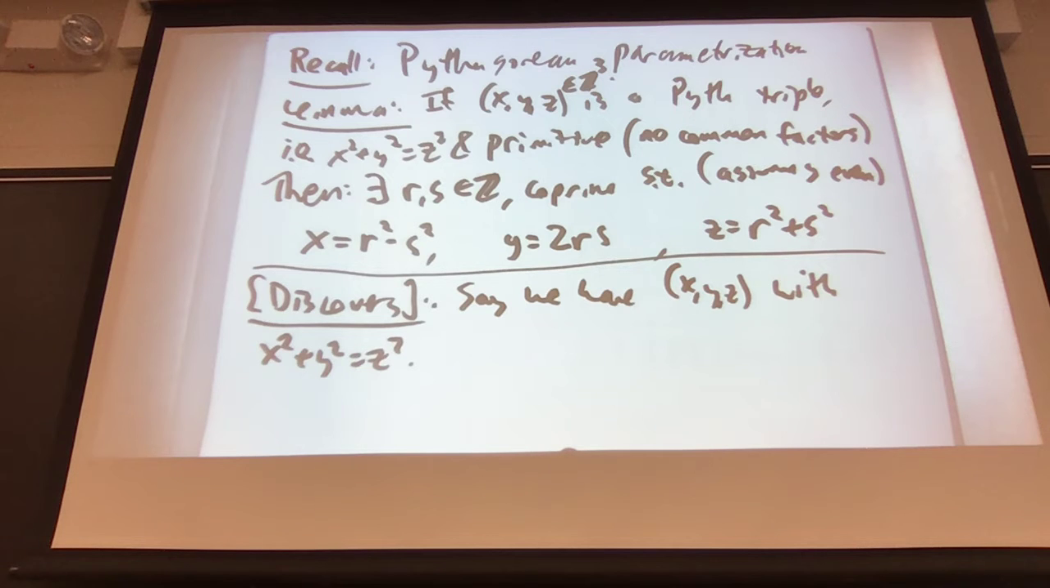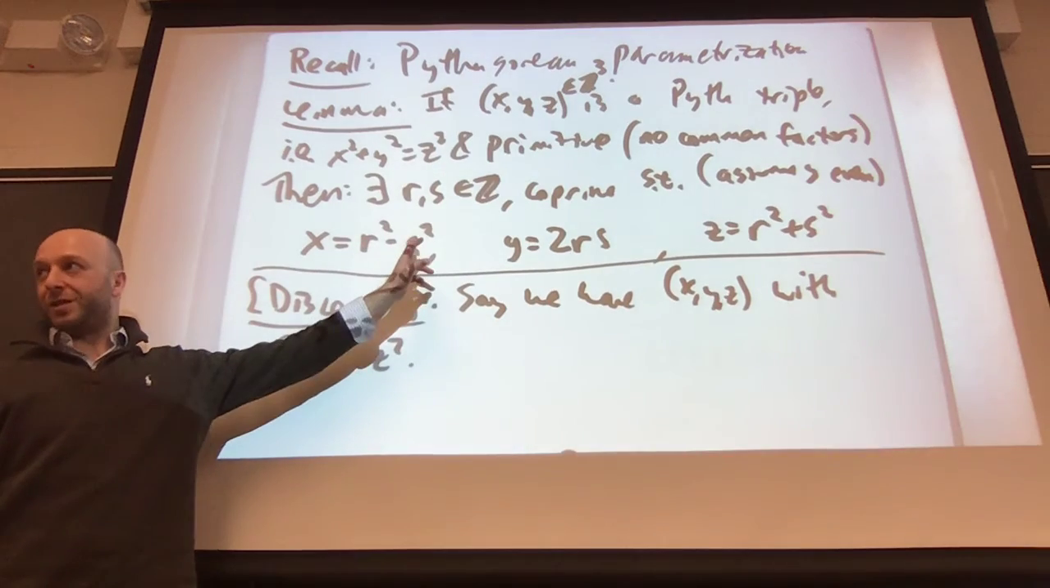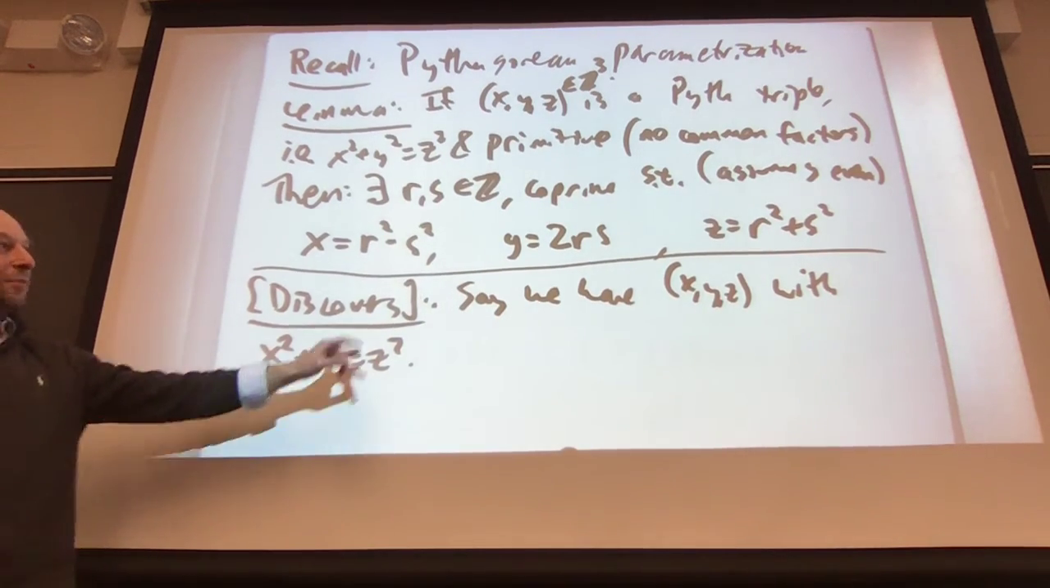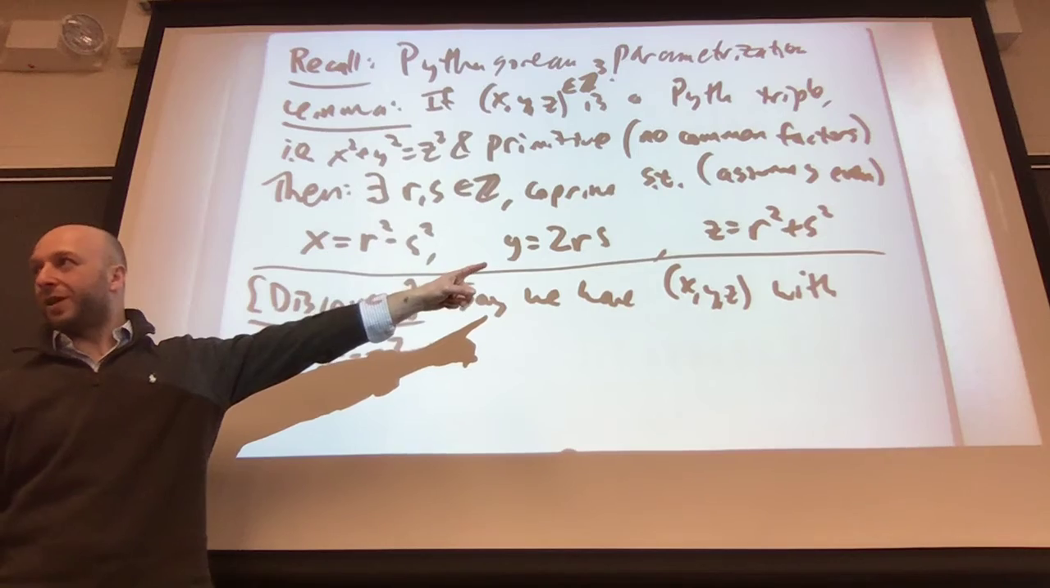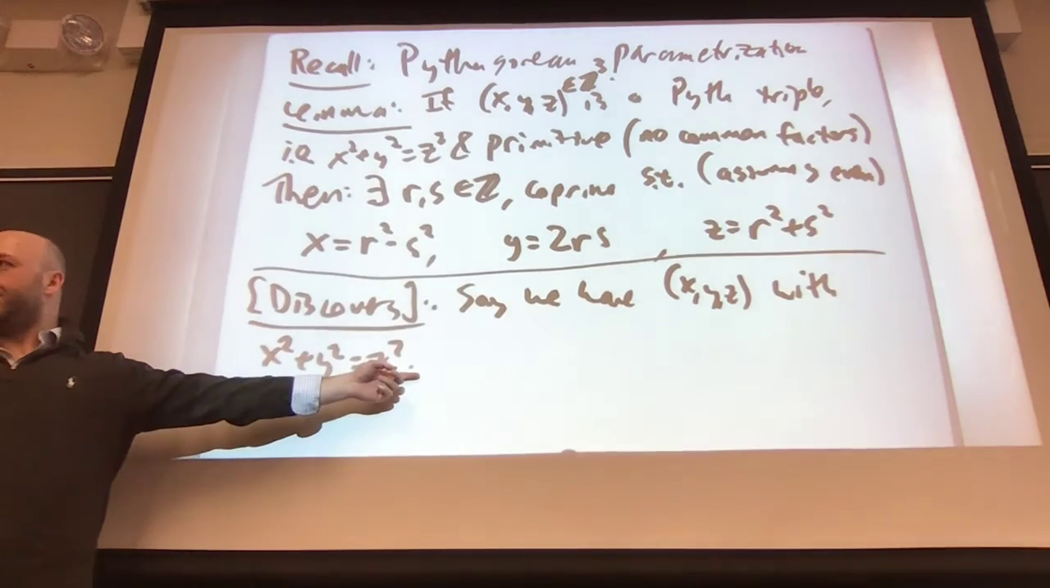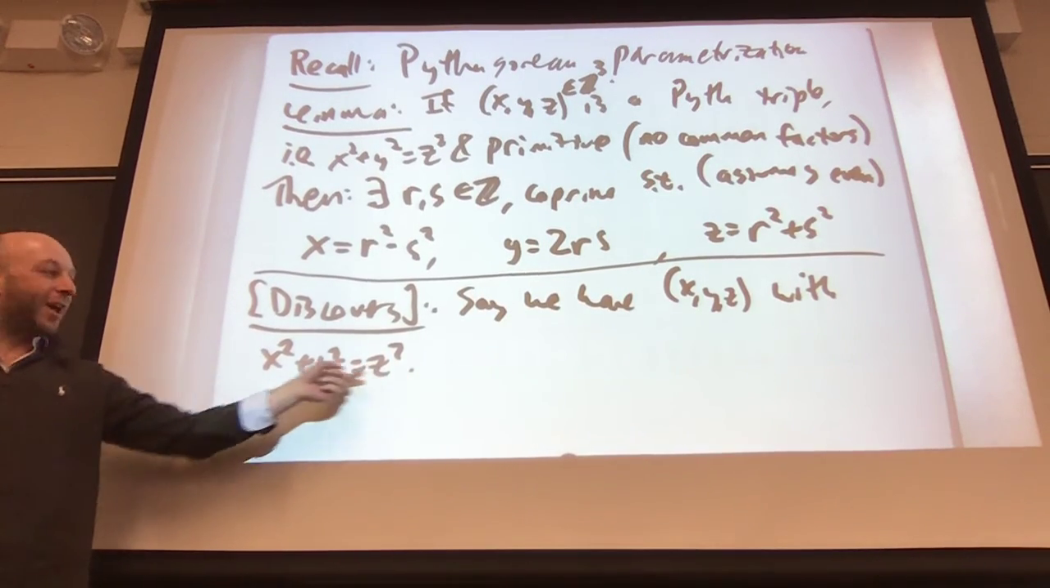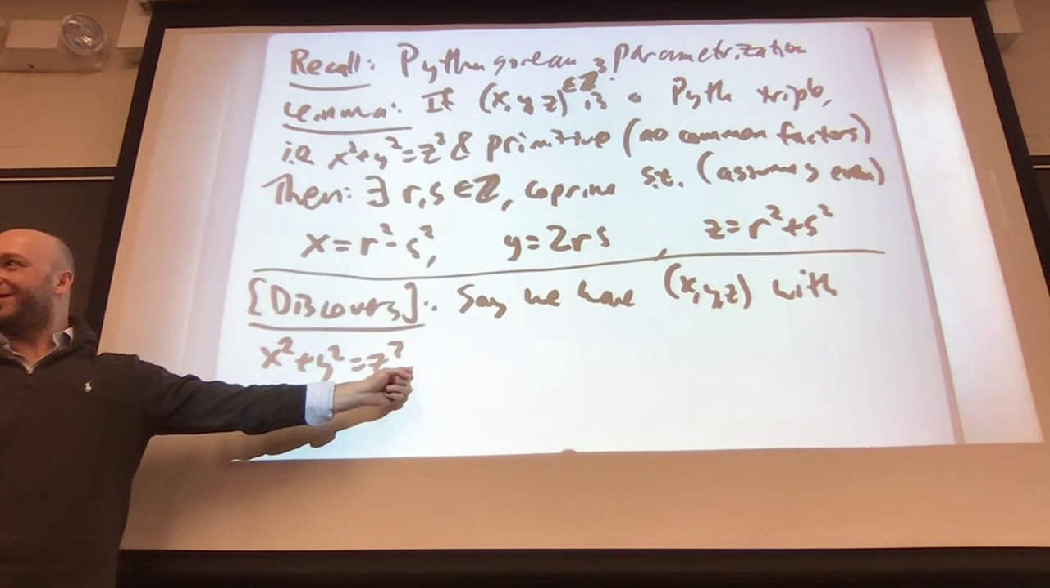Yeah? Syria. We could try substituting the values, so set x equal to r squared minus s squared, y equal to 2rs, and z equal to r squared plus s squared. That's what the exercise is. You do the algebra, and this equation will be satisfied.